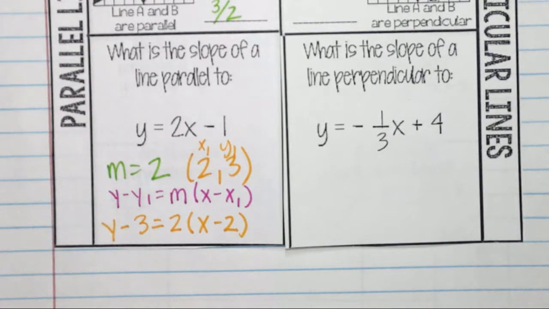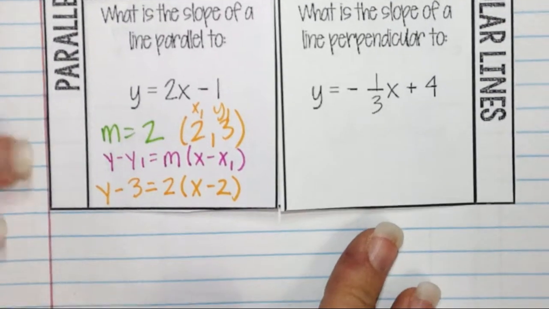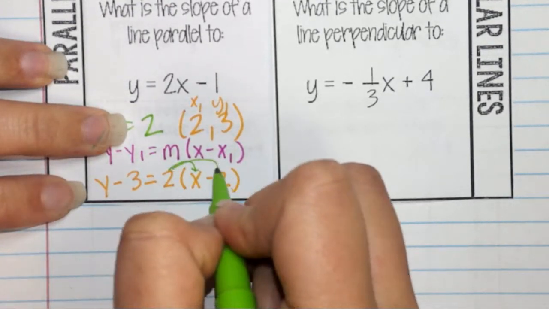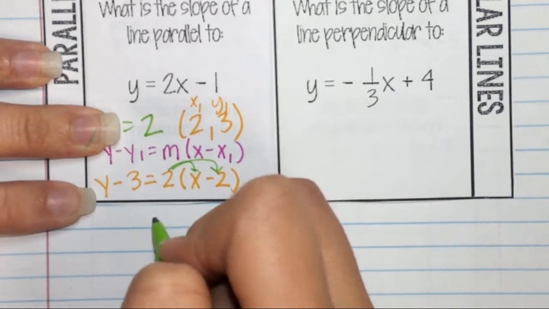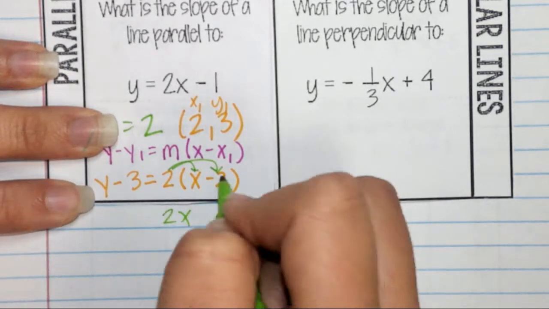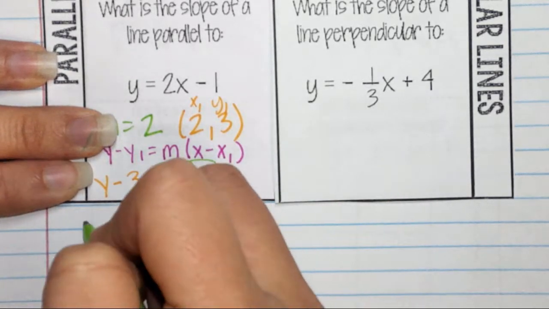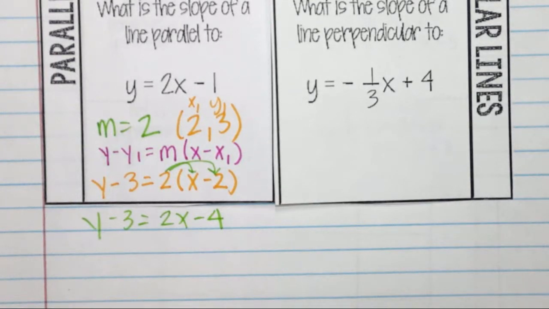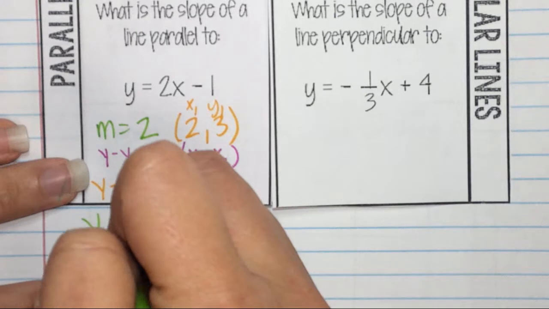Now, if I asked you to write that in slope-intercept form, could you do it? Yes. What do you have to solve for? You have to solve for y. And how do we get rid of a parentheses? You distribute, multiply. All right, what's 2 times x? 2x. What's 2 times 2? Negative 4. All right, now, do I have y by itself yet? No, you got to add 3 to both sides.